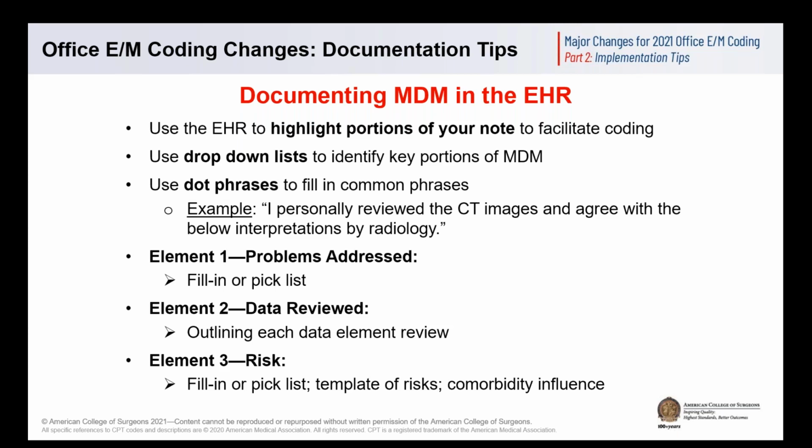You can use different templates to show what your elements are. So under element 1, you can use a fill-in or a pick list. Under element 2, you can outline each portion of the data that has been reviewed. And under element 3, you can have a fill-in or pick list, or even use a template to show your risks or the comorbidity influence. For example, with my EHR, I actually created a smart list with a dot phrase that goes through each of my elements to show what level of problem I addressed, the data that I reviewed, and then a portion of that is a dot phrase outlining the risk and the risks associated with certain surgeries, as well as the potential influence of comorbidities. Next slide.